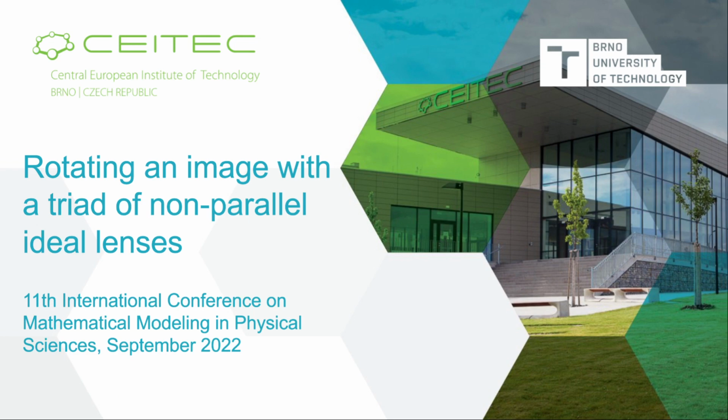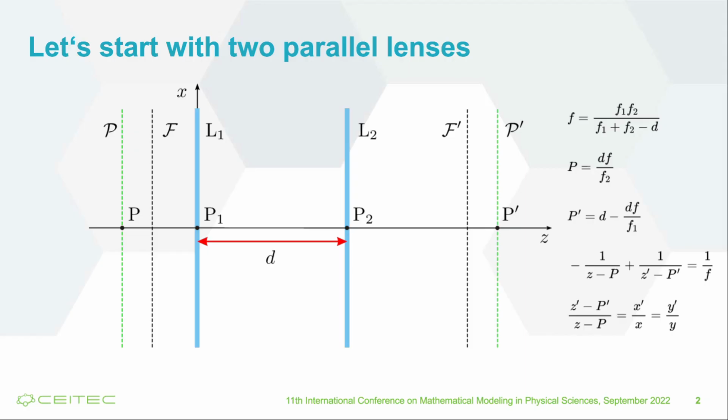Hello, my name is Jakub Bělín. I am affiliated at the Central European Institute of Technology in Brno, Czech Republic, and today I am going to talk about how to rotate an image using a triad of non-parallel lenses.